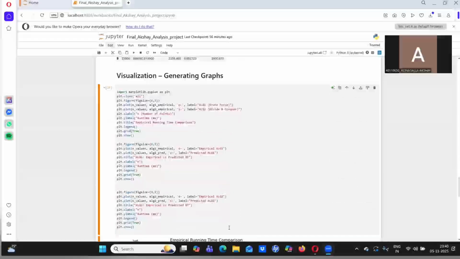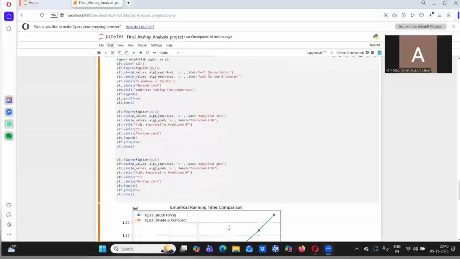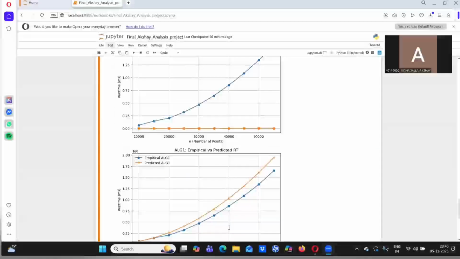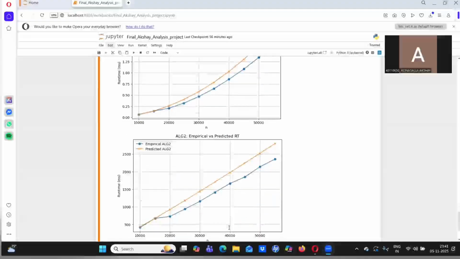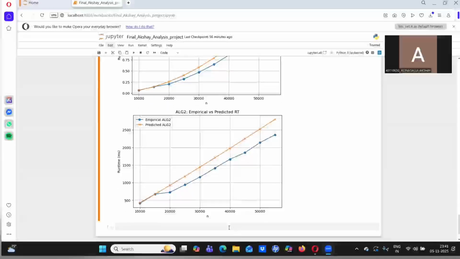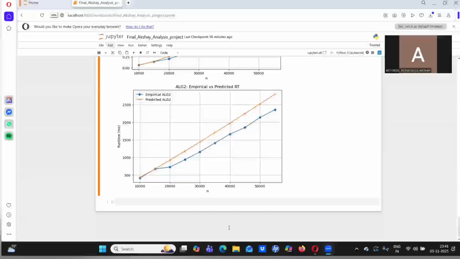Coming to generating the graphs, three graphs have been plotted from these results. The first is the empirical runtime comparison between algorithm 1 and algorithm 2 directly. The second graph, for algorithm 1, compares empirical versus predicted and validates the n square pattern. The third graph, for algorithm 2, compares empirical and predicted and confirms n log n behavior. The divide and conquer curve increases much more slowly, clearly demonstrating better scalability.